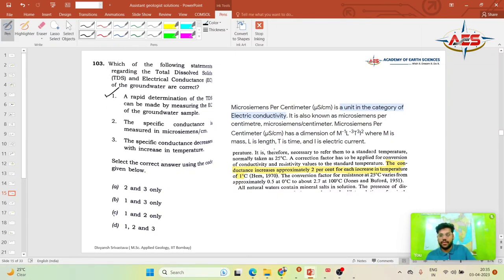Okay. Second, the specific conductance is measured in microsiemens. Yes, it is measured in microsiemens. I've taken this data from the internet itself. Okay, and it is a very common thing. You should know this thing. Microsiemens per centimeter, μS/cm. So this is correct.